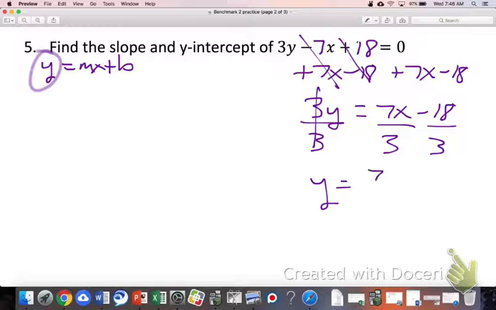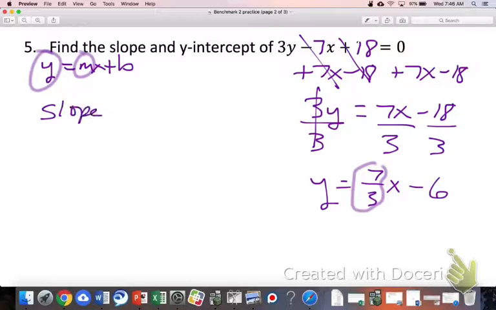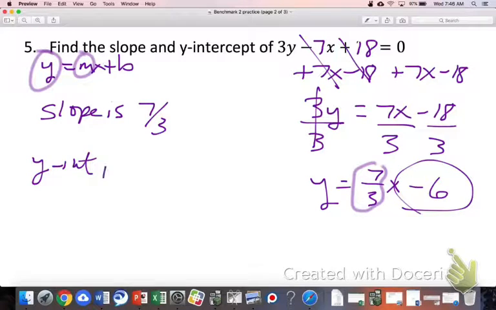You could write it as 7x over 3, but 7x over 3 is the exact same thing as 7/3 x. Same thing. 18 over 3 is 6, so it's minus 6. Then what I would do is compare my slope-intercept form with this. I'd realize that m is 7/3, so I'd say the slope is 7/3, and b is negative 6, so the y-intercept is negative 6. If you said 0 comma negative 6, same thing. I'd go either way with that. They're both pretty clear descriptions.